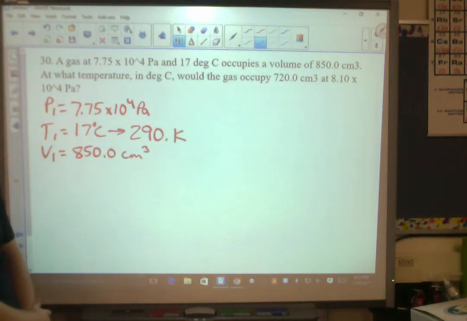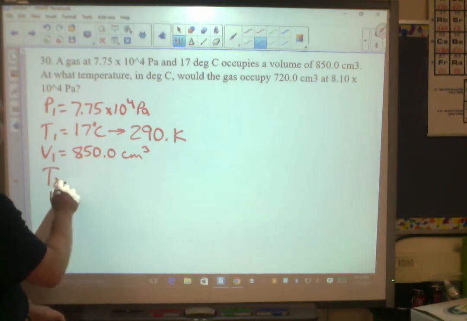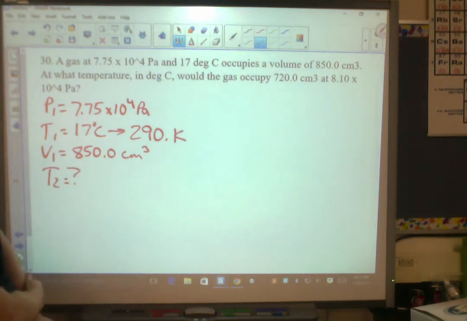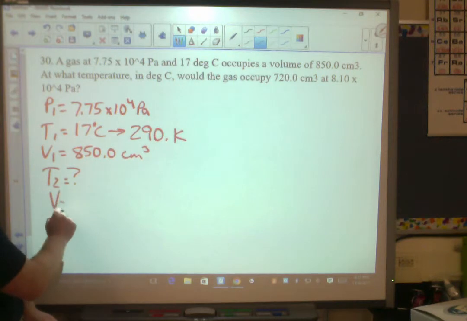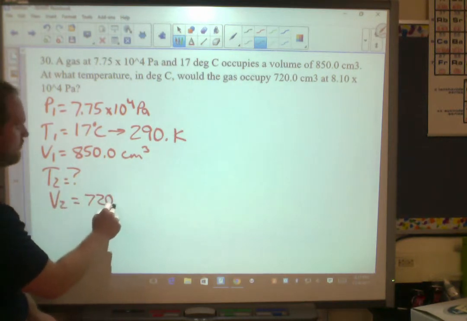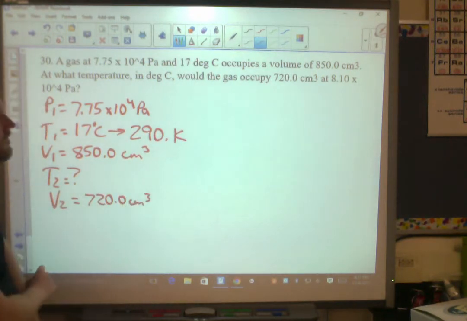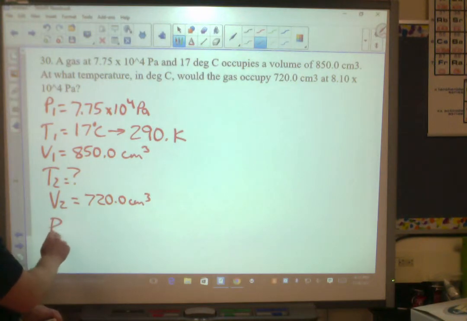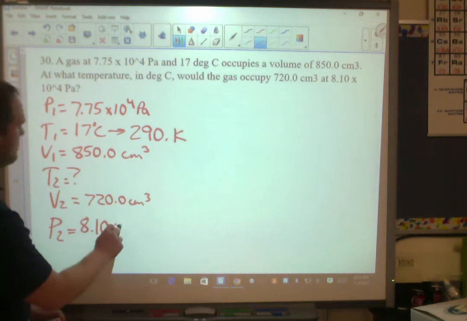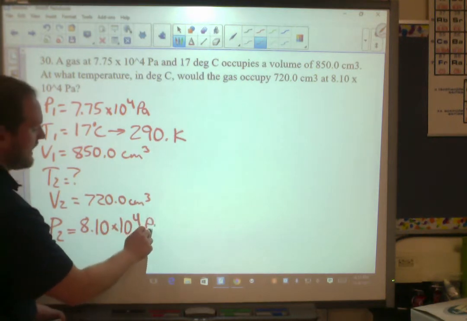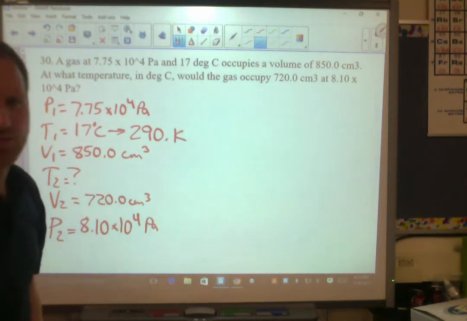At what temperature? Again, we're going to solve for T2. In degrees Celsius, would the gas occupy at V2 equals 720.0 centimeters cubed, and P2 equals 8.10 times 10 to the 4th pascals. So it's basically the same as the last problem.